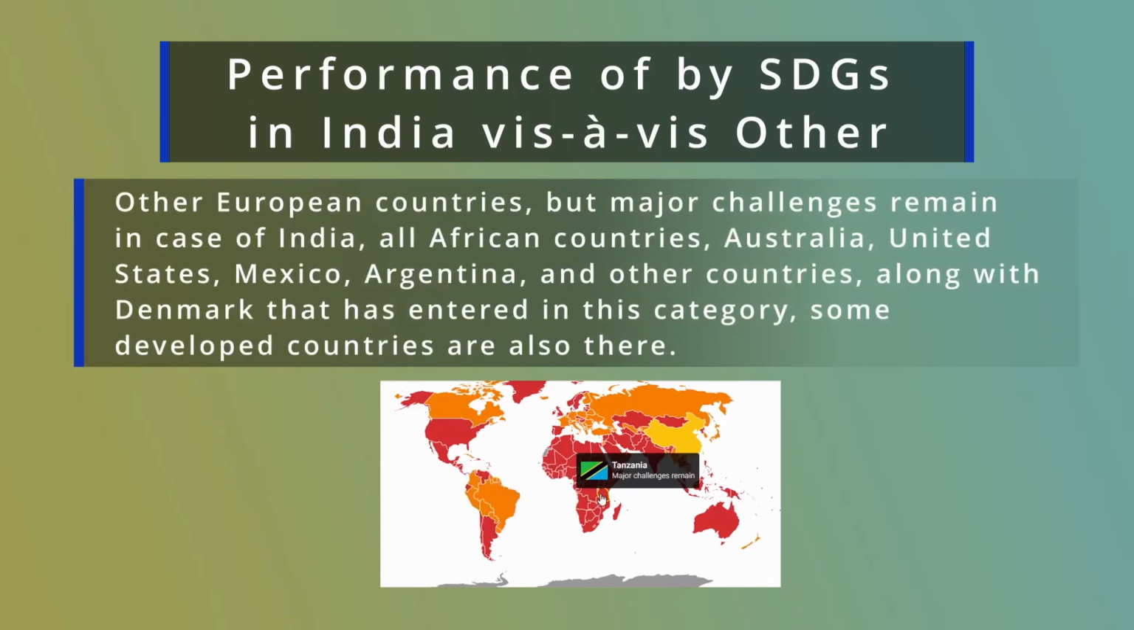Side by side, other European countries. But major challenges remain in the case of India, all African countries, Australia, United States, Mexico, Argentina, and other countries, along with Denmark. That is, in this category, some developed countries are also there, and they are also not able to achieve the sustainable development goals. It is a serious concern, and this goal is related to zero hunger or no hunger. A number of countries are not able to achieve it.